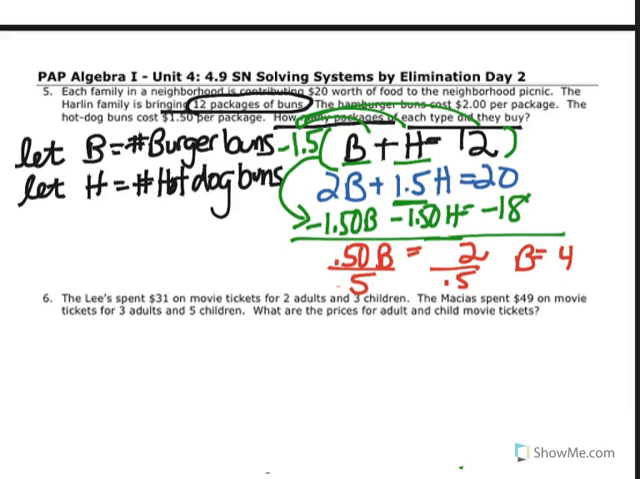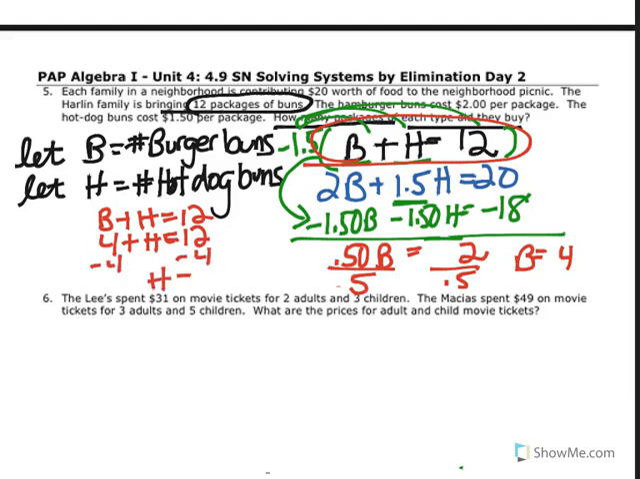Now, to get the hot dog buns, we're just going to take that 4 and plug it in, and we're going to do the equation that's easiest, which in this case is definitely the top one. So we're going to say, rather than B plus H equals 12, we're going to say 4 plus H equals 12. So subtract 4, and H equals 8. So our solution to this system of equations is 4, 8.